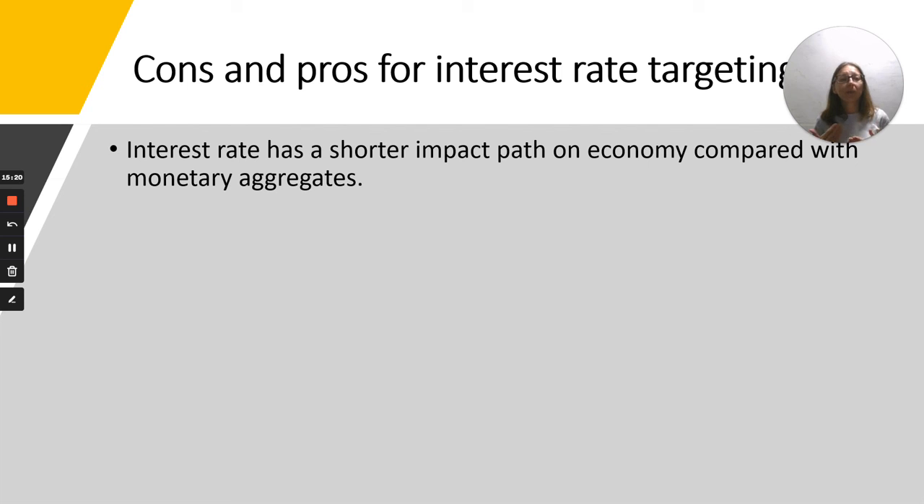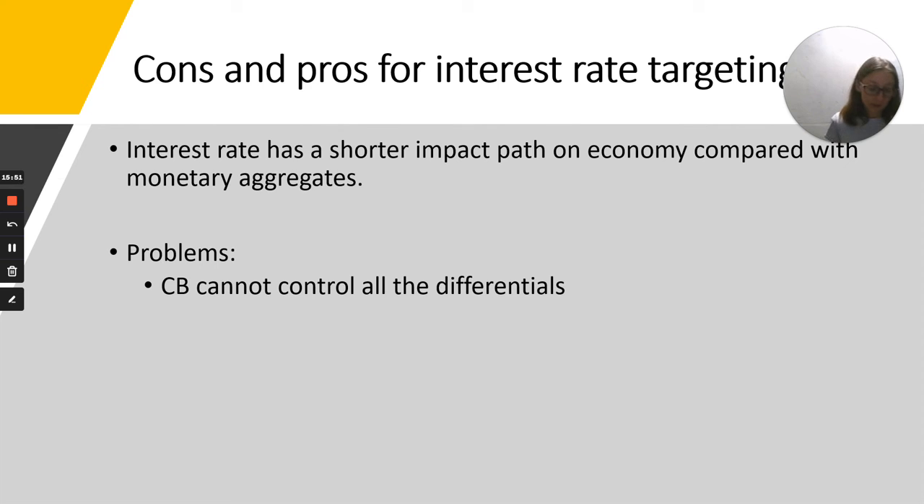Why is it good? Because when people know what's going to happen next, we already have some sort of adequate expectations, and we change their behavior already today. And so that leads to a quicker effect of monetary policy in the economy. And that's why it is considered to be the positive effect of the interest rate orientation. But there, of course, are some problems.